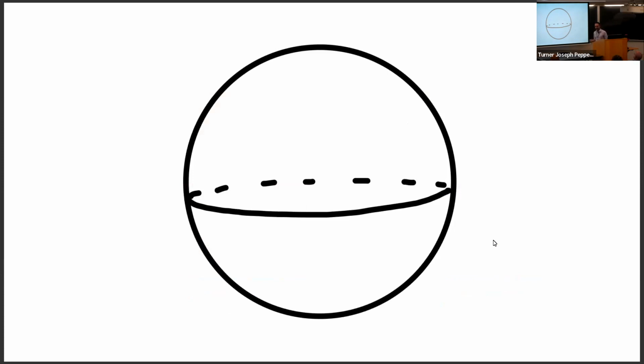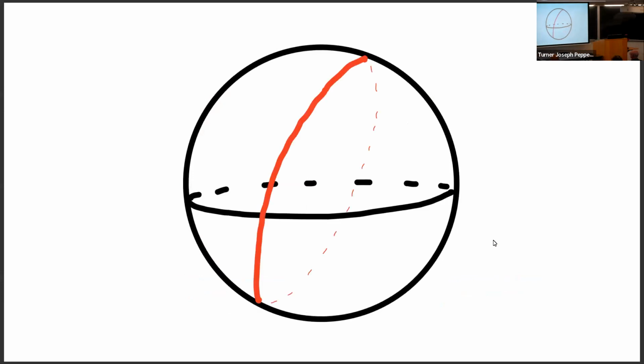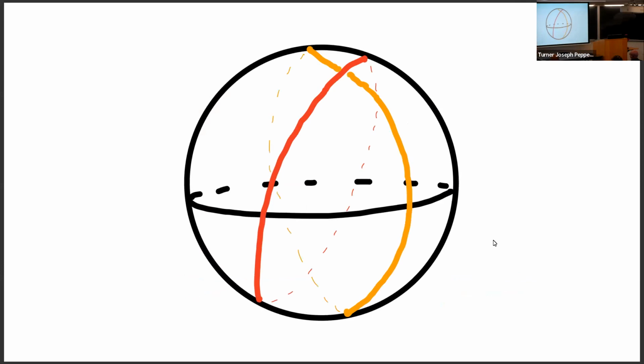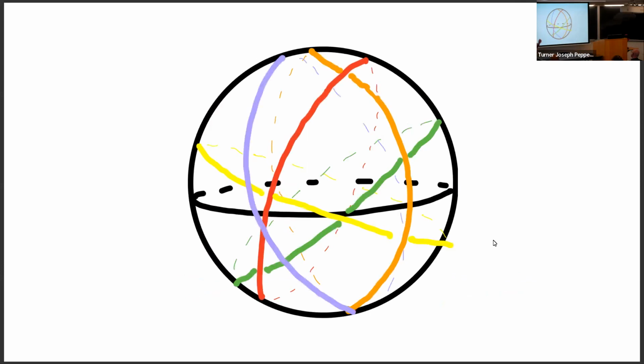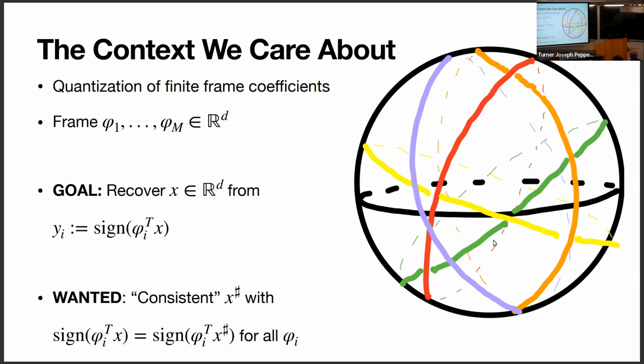Let's talk about spheres, right? I hand you a sphere and I ask you, draw a hyperplane. So you say, fine, I draw a hyperplane. And I say, draw another hyperplane. You're like, fine. And I keep asking, draw more hyperplanes. And you're like, why are you telling me to draw so many hyperplanes? And the reason why is because I am interested in finite frames and recovering signals from quantized finite frame measurements.